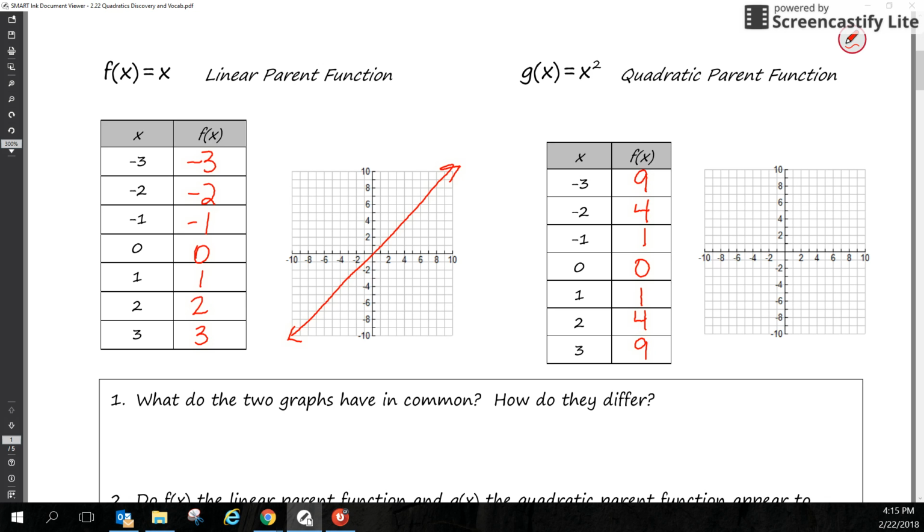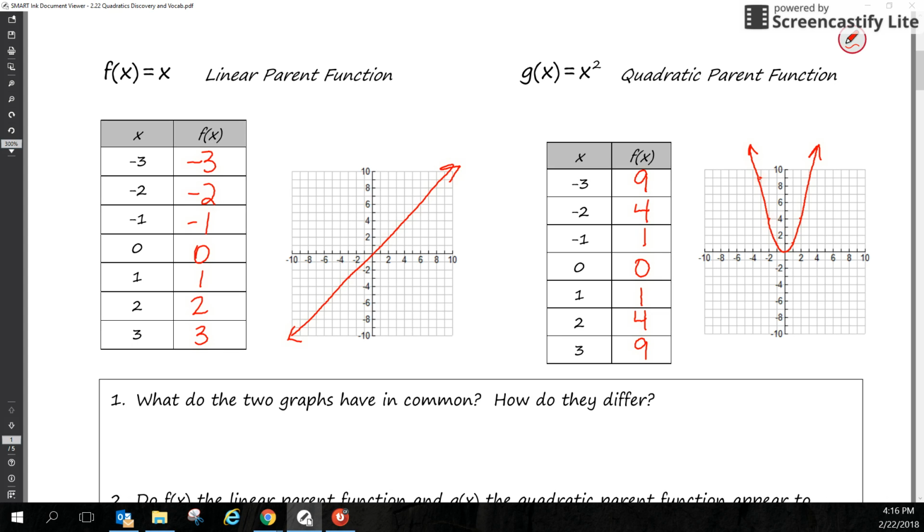We're going to go ahead and graph these guys. So -3 over, 9 up. Get that? -2, 4 will be around here. -1, 1; 0, 0; 1, 1; 2, 4; 3, 9. So here is our graph.